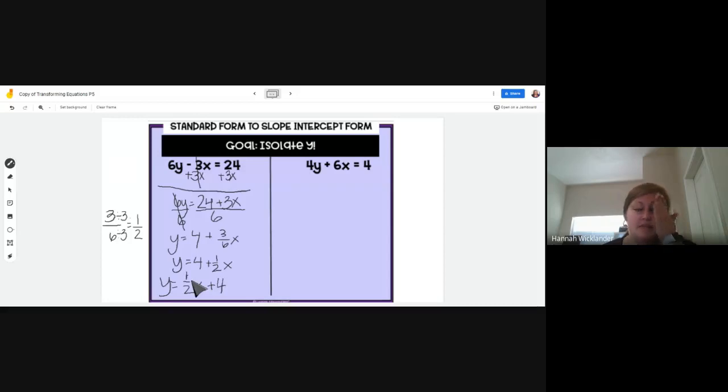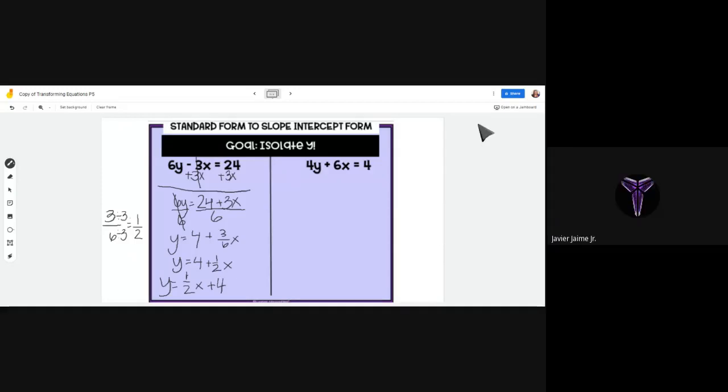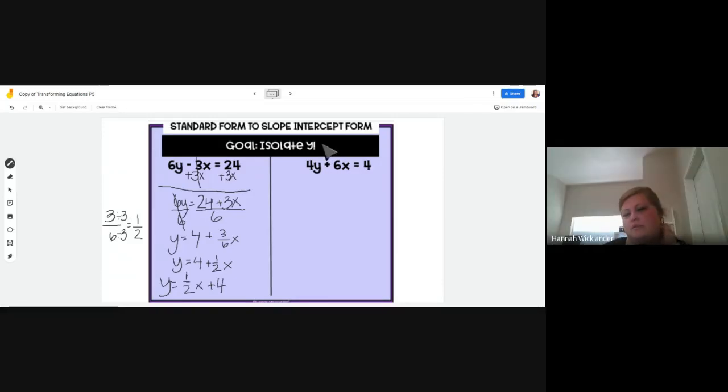Did you guys get something similar to that, or were you completely lost and confused? I got something similar, but I messed up on the simplifying. That's okay. As long as you have the general idea of moving things around, that's all I'm really looking for.